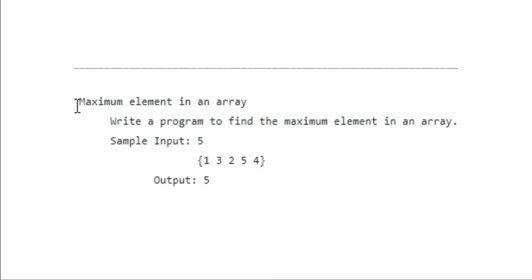Our next task is to write a program to find the maximum element in an array. The first line of input contains the number of elements in the array and the second line contains the array itself. For example, the number of elements in the array is 5 and the array is 1, 3, 2, 5, 4. Notice the array is not sorted, and we have to find the maximum element from this array. So the output for this case will be 5.